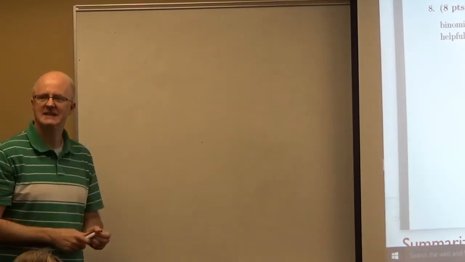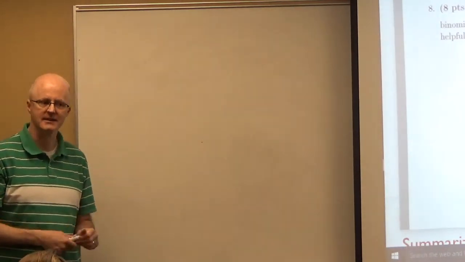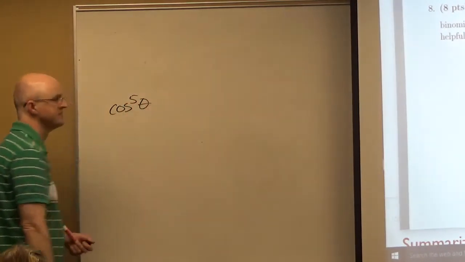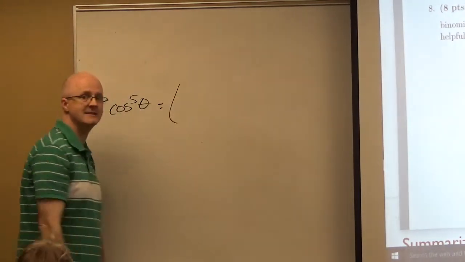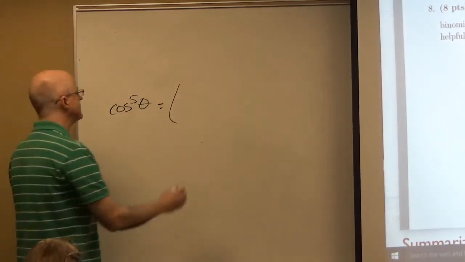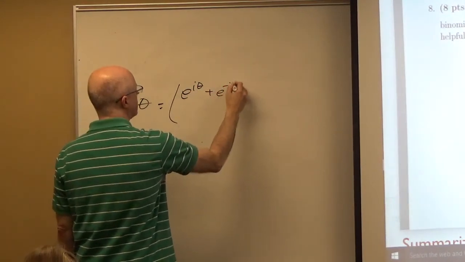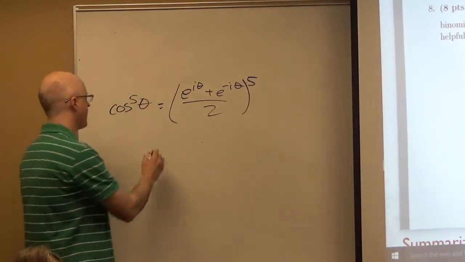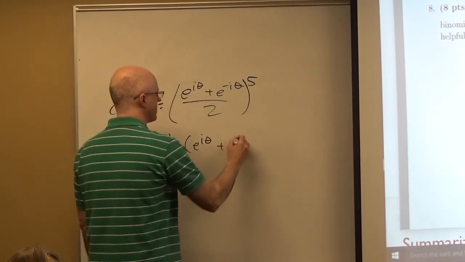It's best to try to expand the function first before doing the integral, so you don't have to write a bunch of integral signs. How? Well, cosine of theta, use the exponential form, is e to the i theta plus e to the negative i theta over 2. Raise that to the 5th power. There's where you use the binomial theorem.